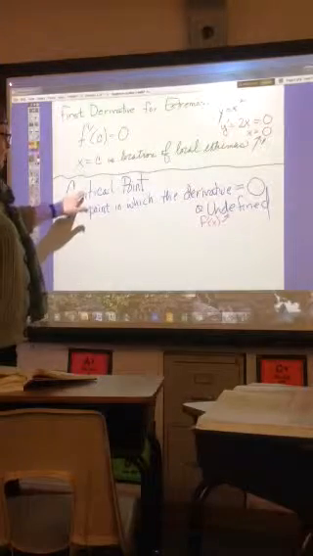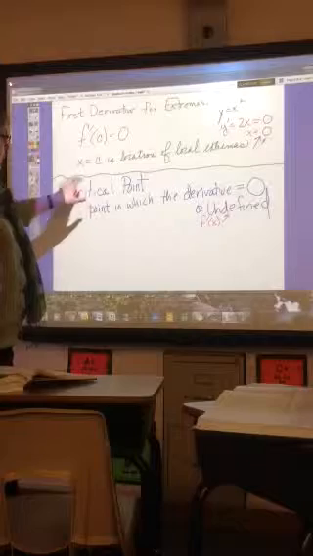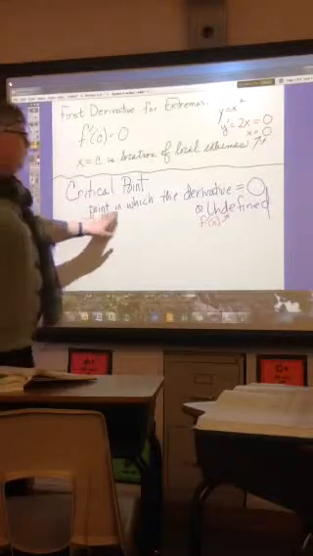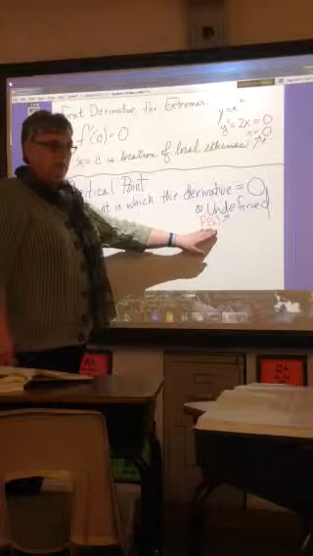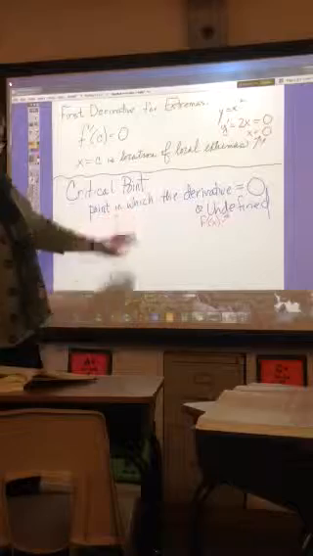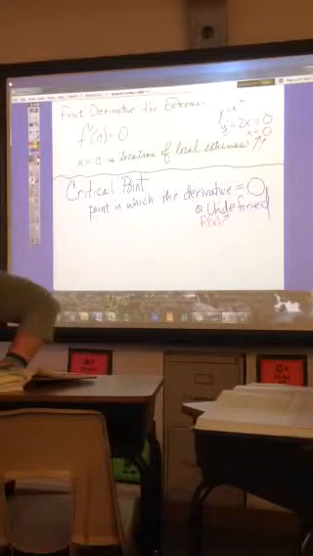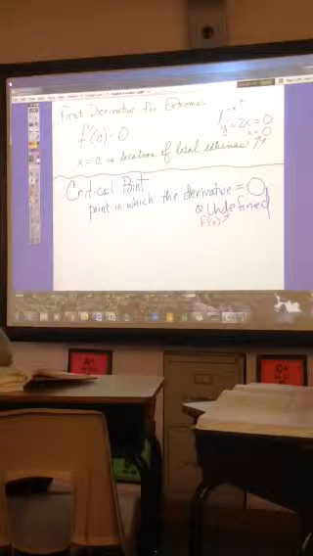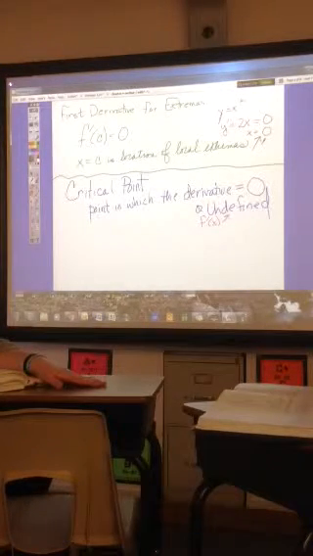Now, they're also going to use the word critical point. That's another vocabulary word. A critical point is a point where the derivative is equal to 0 or where the derivative is undefined. Okay, so those are other terms that you need to have. If you're in the book on page 225 and you look at that top picture, can you see the difference between absolute minimums and local minimums?